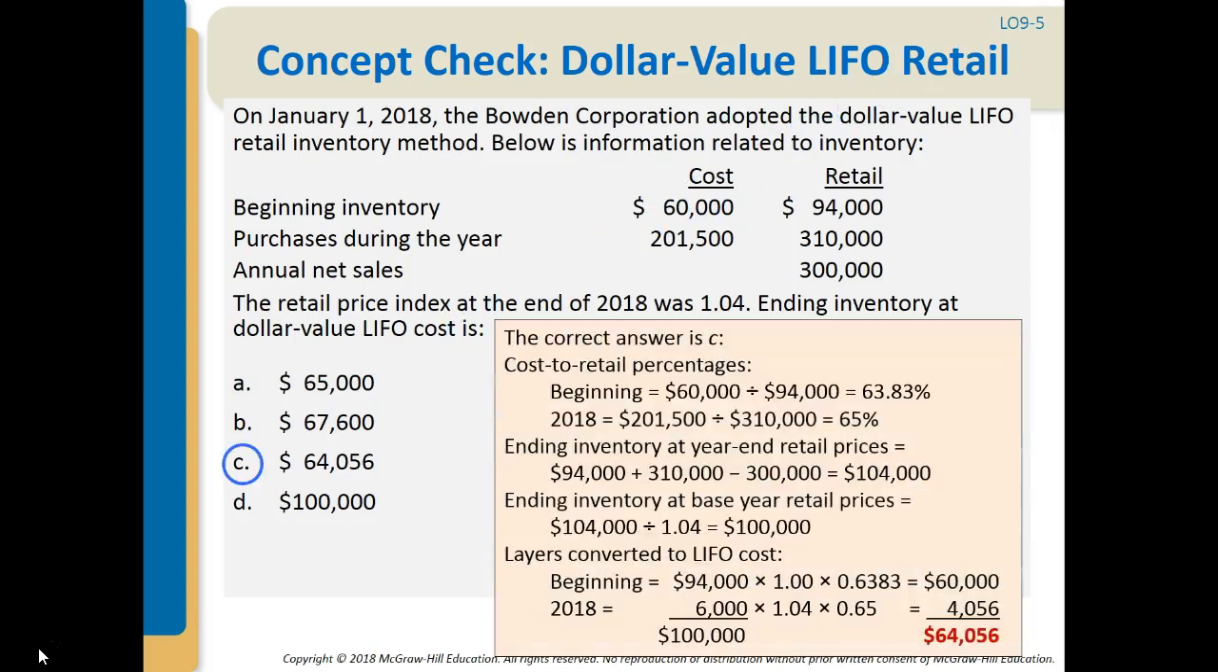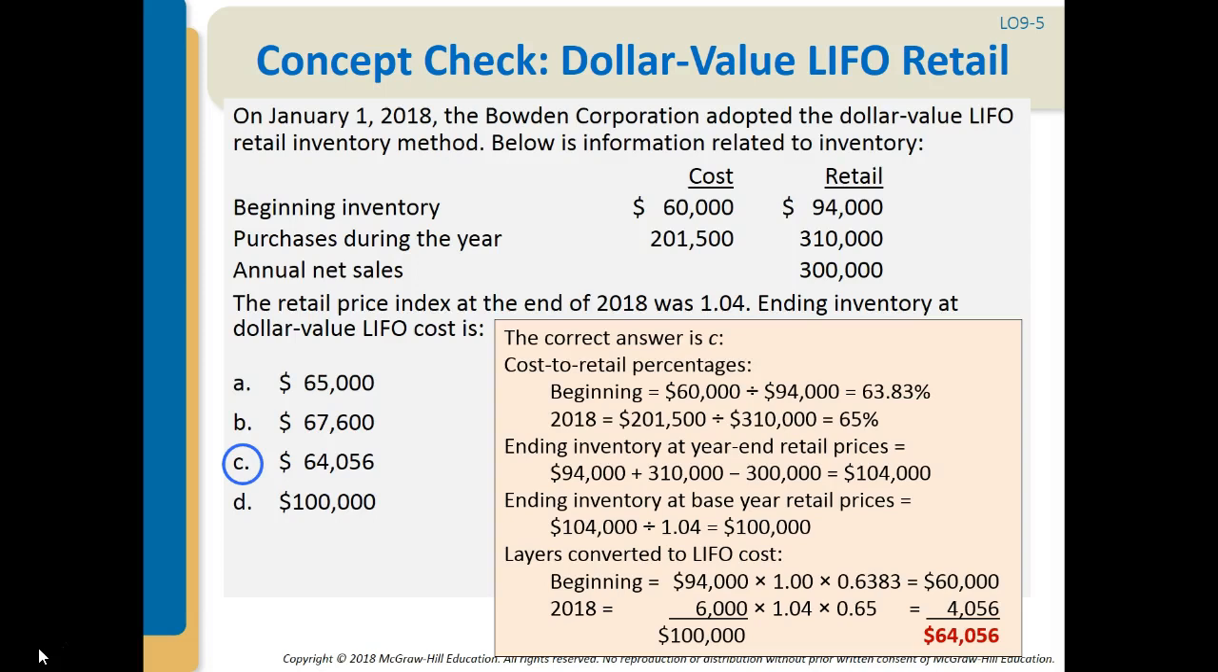So basically, the way we calculate the answer, we begin with $60,000 of beginning inventory at cost, divide that by our retail to come up with 63.83% cost to retail. In 2018, we added $201,500 in purchases, divide that by $310,000 retail, which gives us 65%.